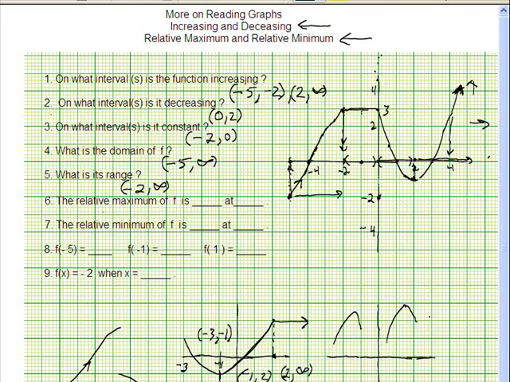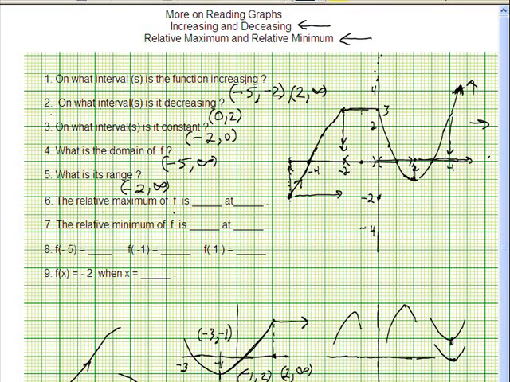Same with a relative min. If it's going down, it reaches a lowest point, it has to immediately start back up so that there's only one point that's the relative min. And if it goes down and stops, that's not a relative min. It has to reach a lowest point and start back up again.